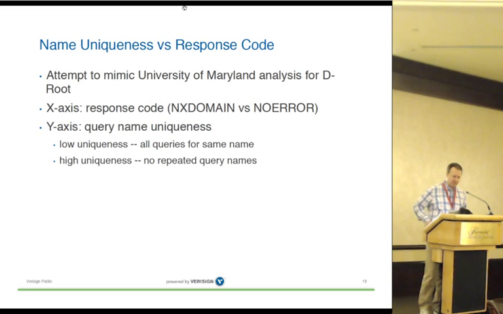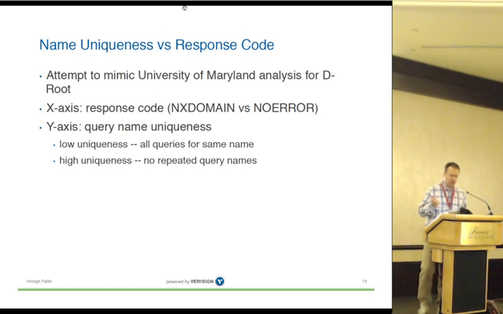So the next set of graphs that we want to show is actually something that Jason and his team did when he used to work for Maryland, and they changed the DRoot address. So this was an attempt to sort of mimic something they had done.